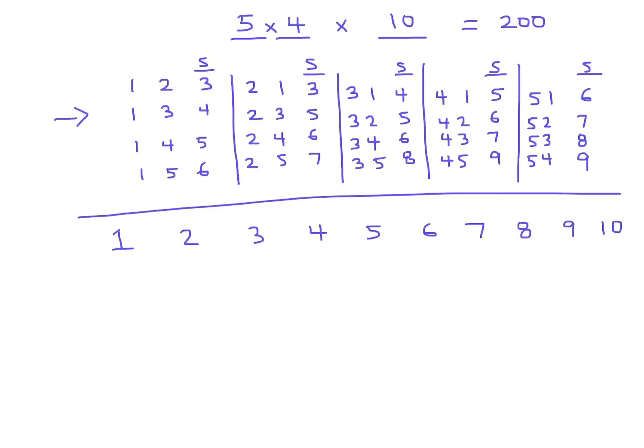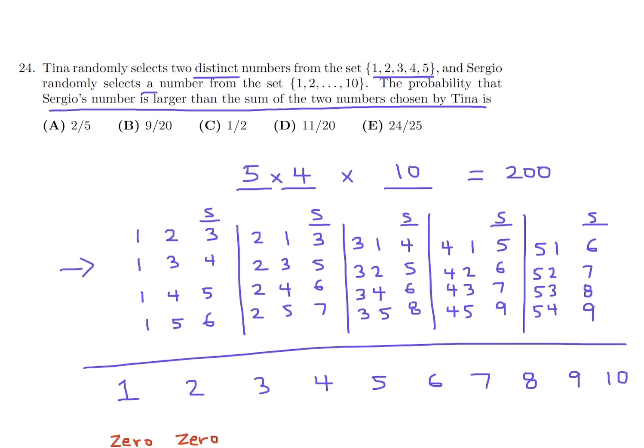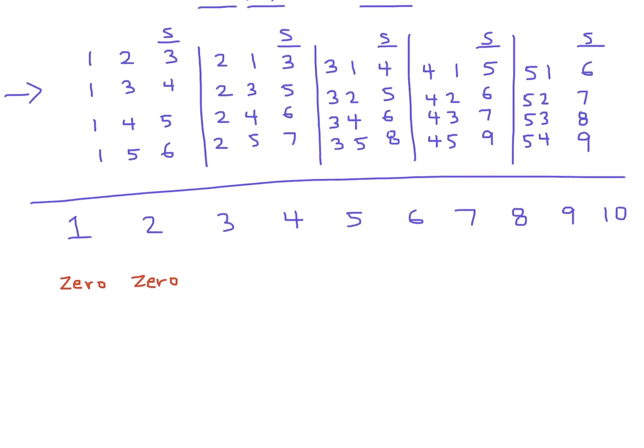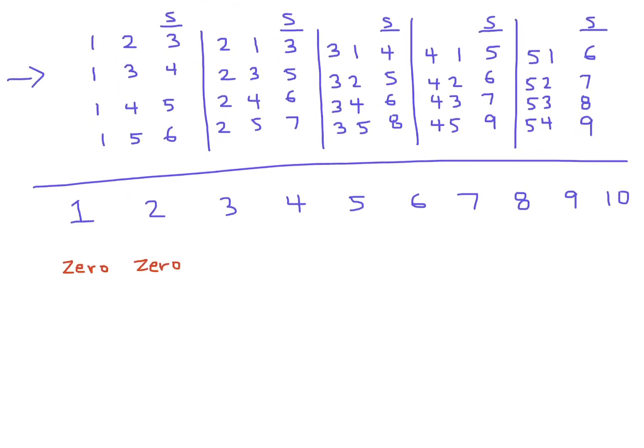If Sergio's number is 1, can that be greater than any of the sums? No, so 0 possibilities there. If Sergio's number is 2, can that be greater than any of the sums? No, because the lowest sum is 3. So again, 0. If Sergio's number is 3, can that be greater? Remember, larger, not equal, larger. Can it be greater than any of the sums? And the answer is no again, 0.